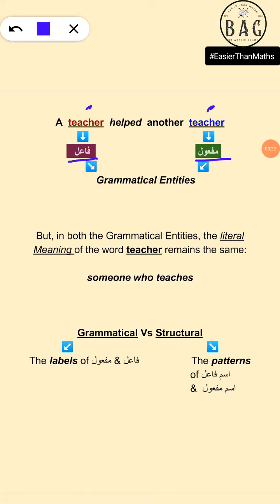So what I want you guys to observe and conclude is that the terms fa'il and maf'ul are simply the labels or the tags that each word has in a sentence. Okay, so the terms fa'il and maf'ul are actually grammatical entities. Okay, they do not have any relationship with the structural meaning of the word. So they're all grammatical entities, fa'il, maf'ul.